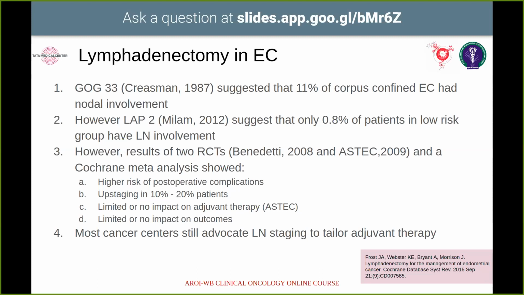And all of them showed that endometrial cancer lymphadenectomy results in a higher risk of postoperative complications. There is limited or no impact on adjuvant therapy, and the ASTEC trial is the trial that you should look to cite this. There is limited or no impact on the outcomes, that is survival. However, there is upstaging in 10 to 20% of the patients, which may impact your therapy decisions. Most cancer centers still advocate the use of lymph node staging to tailor adjuvant therapy, particularly, for example, in centers where there is adequate gynecological oncologic expertise available.